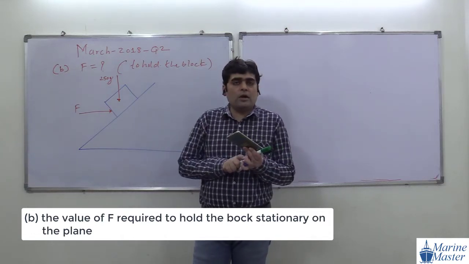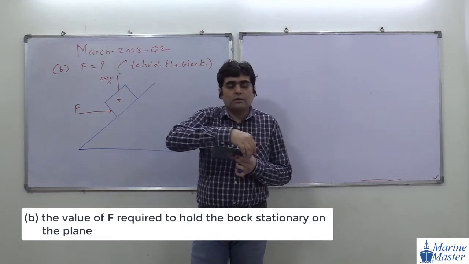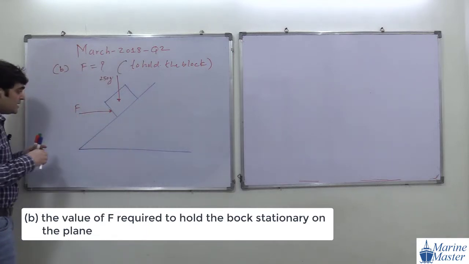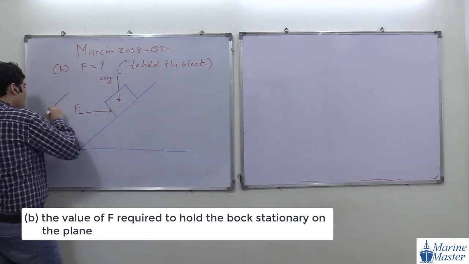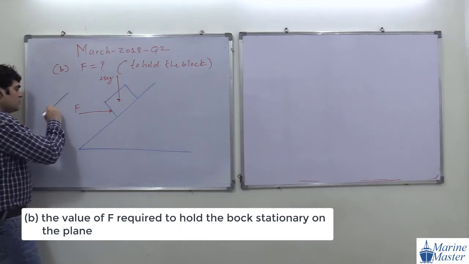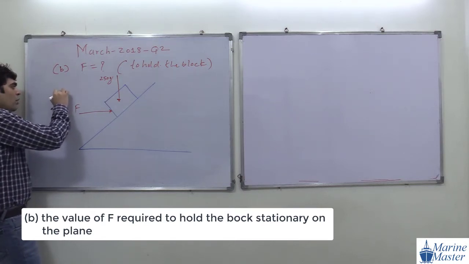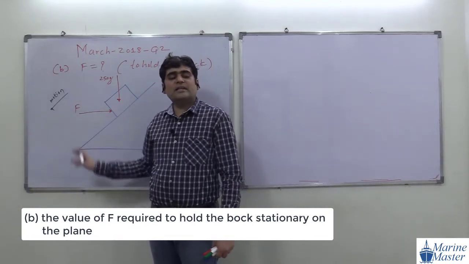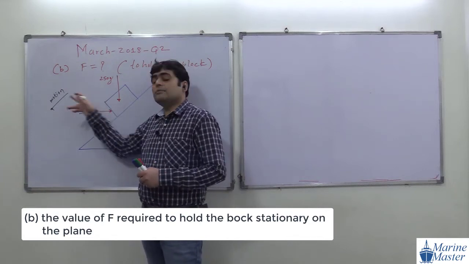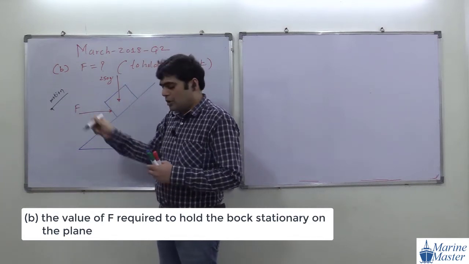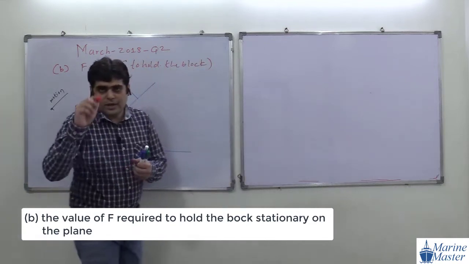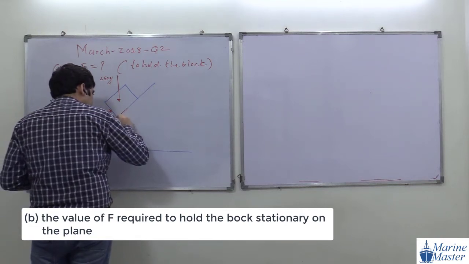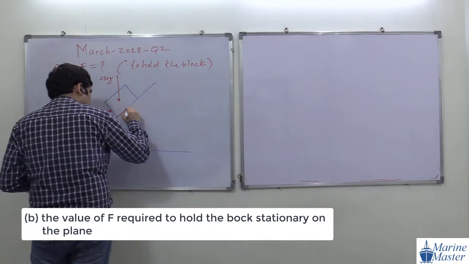What is the meaning of hold the block? It means the block tries to move downward. See the motion here. The block tries to move down the plane, but this F is going to oppose that motion. Now, if the block is going to move down, how is the friction force here? Try to see the scenario. Friction force will be up the plane.